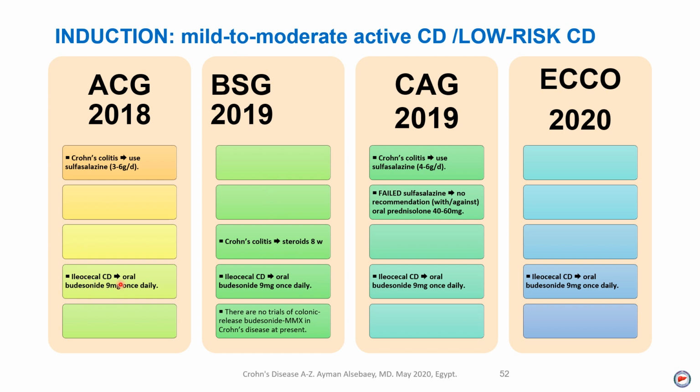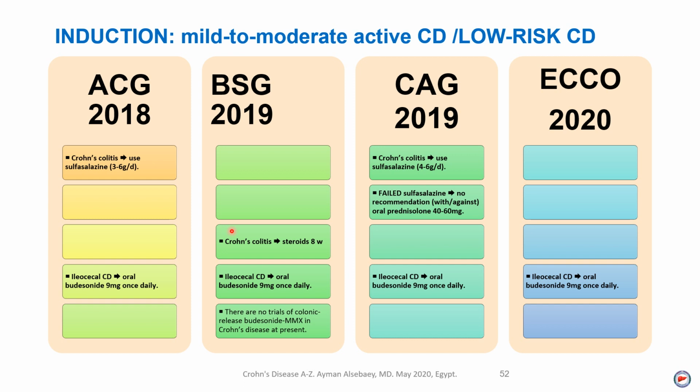Suppose that the disease is localized to the ileocecal region. All guidelines recommended one drug, budesonide 9 milligram here, as we see here. So all guidelines recommended budesonide for ileocecal Crohn's disease, 9 milligrams once daily for 2 months or 3 months.